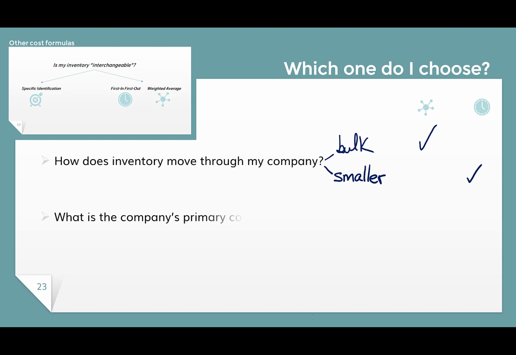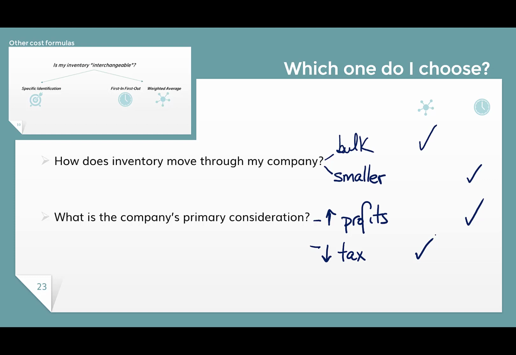Another question to ask is, what is your company's primary consideration? If the priority is to maximize your profits, then FIFO is definitely your choice. It increases your net income by lowering your COGS and therefore gives you higher profits. But if your primary consideration is to minimize tax dollars, then weighted average is the way you'd want to go. It distributes the overall cost of your inventory across all units, and that increases your cost of goods sold, which has the effect of lowering your net income.